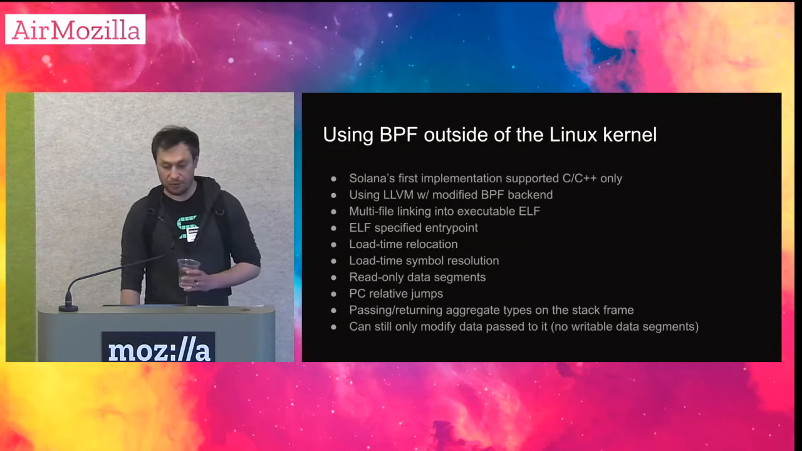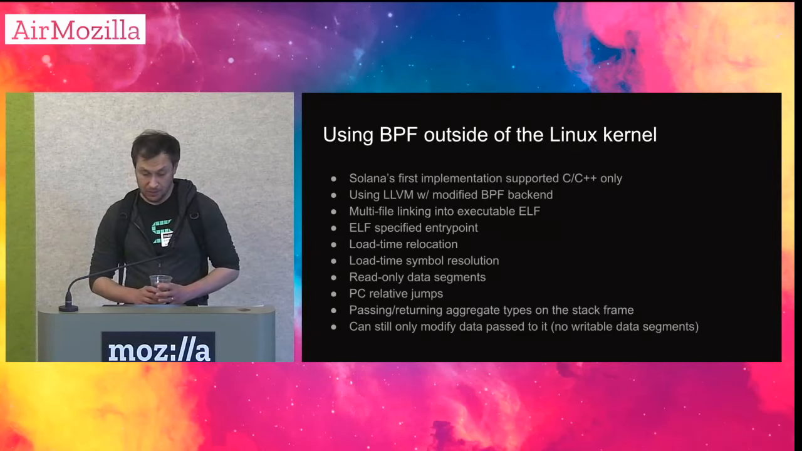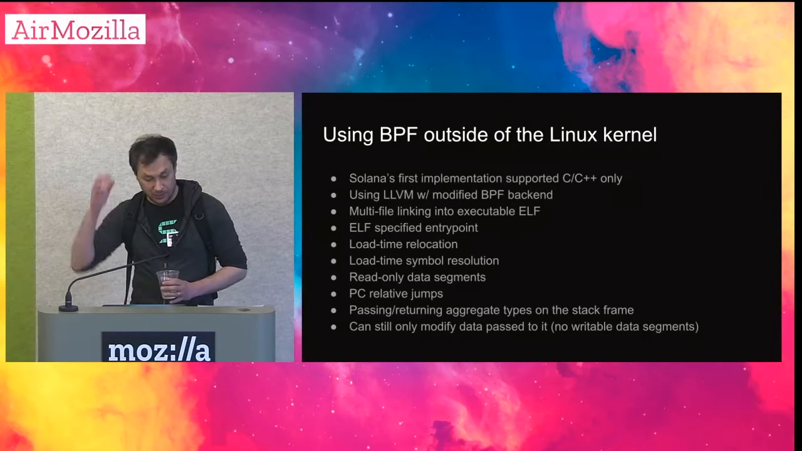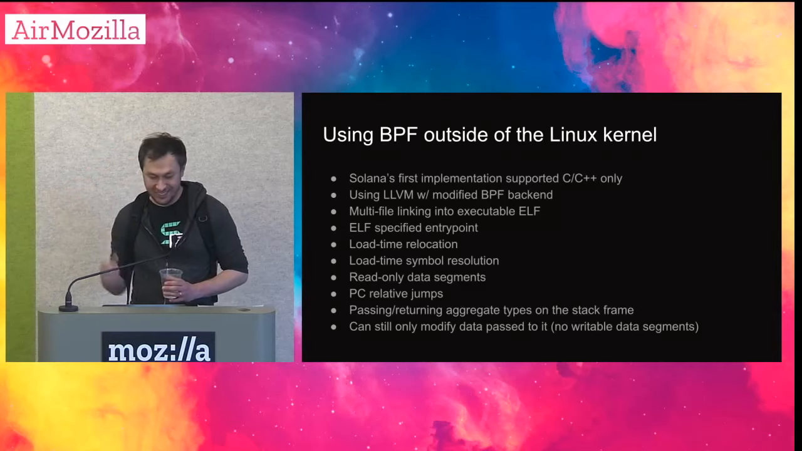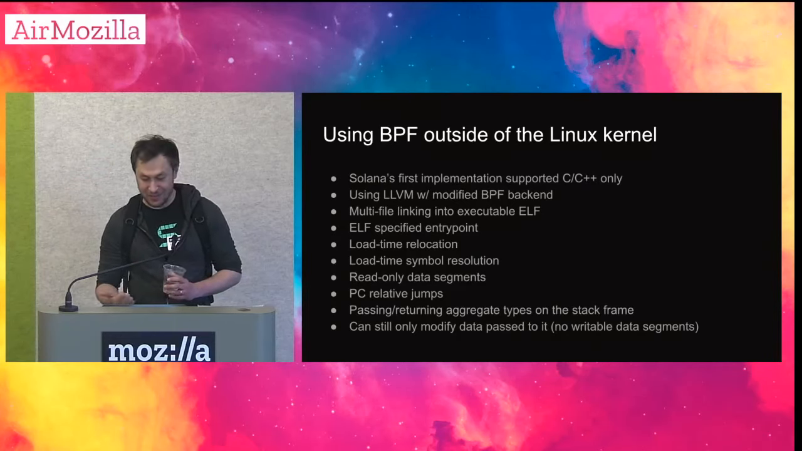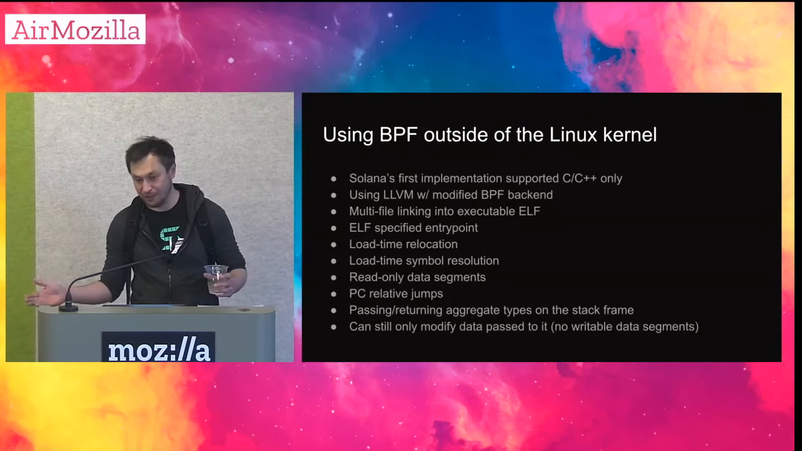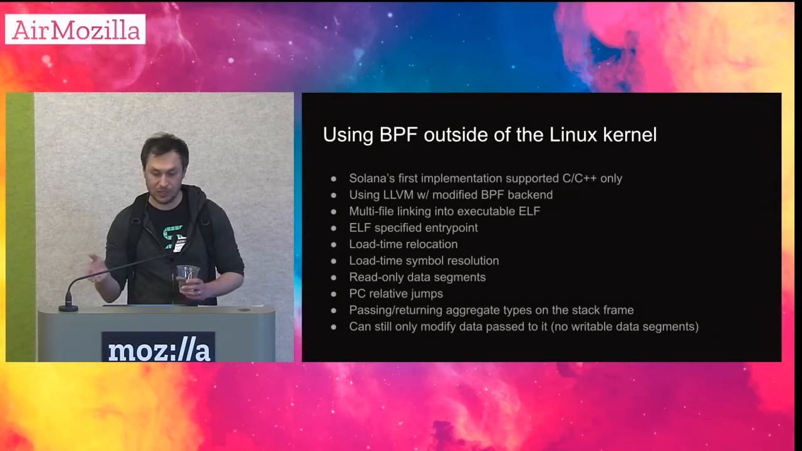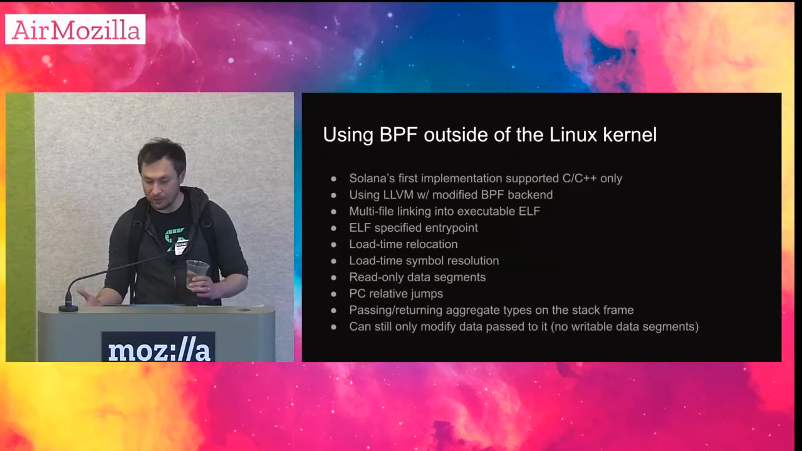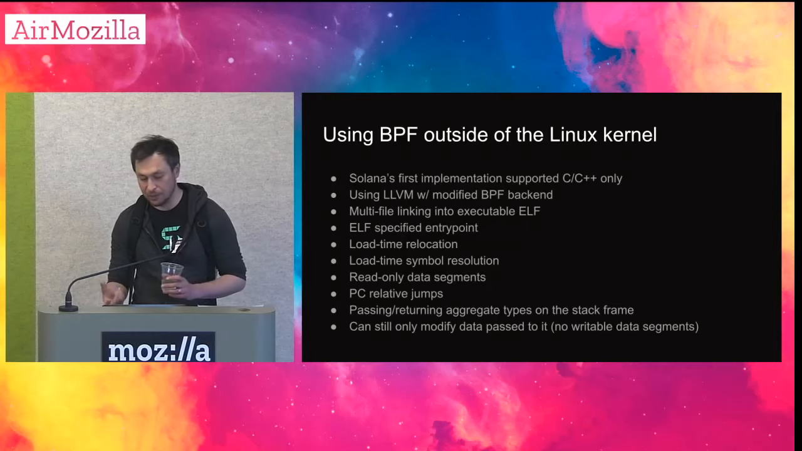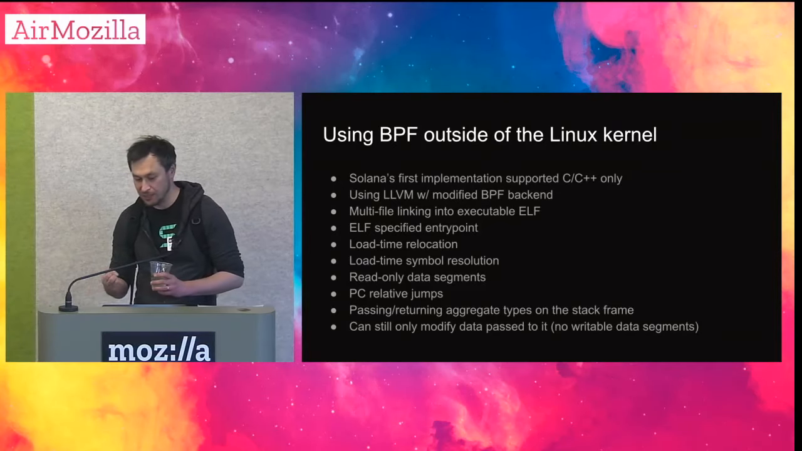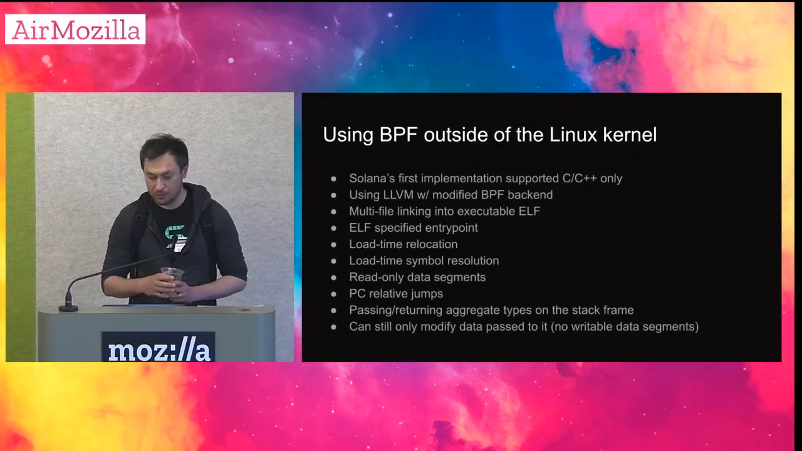So there's some use of LLVM outside of the kernel. And this is, I think, the blood, sweat, and tears of work. So we took LLVM with a modified BPF backend and built in multi-file linking, so you can actually link in a full ELF. You can have an ELF specified entry point, so you generate this ELF and then you tell it, hey, look, jump to this address at the start. You have load time relocations.